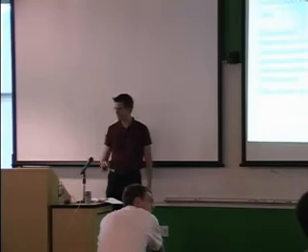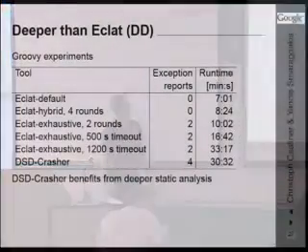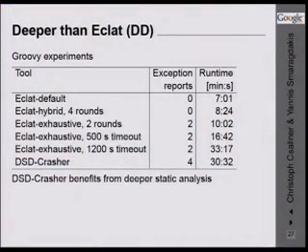And for the Groovy experiments, we have similar behavior: Eclat in the different combinations I tried was not able to find the same bugs that DSD Crasher found in similar time. Again, because it was not able to solve complex conditions and come up with very specific kinds of inputs that cause a particular behavior.